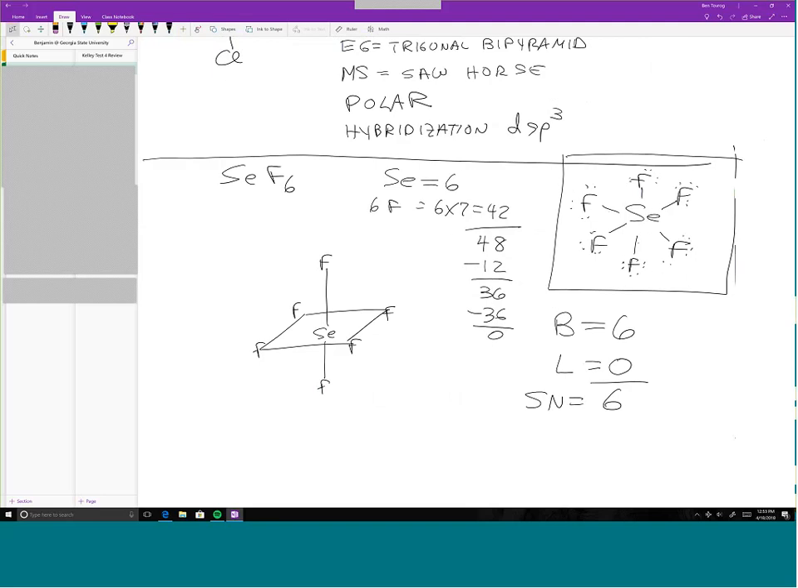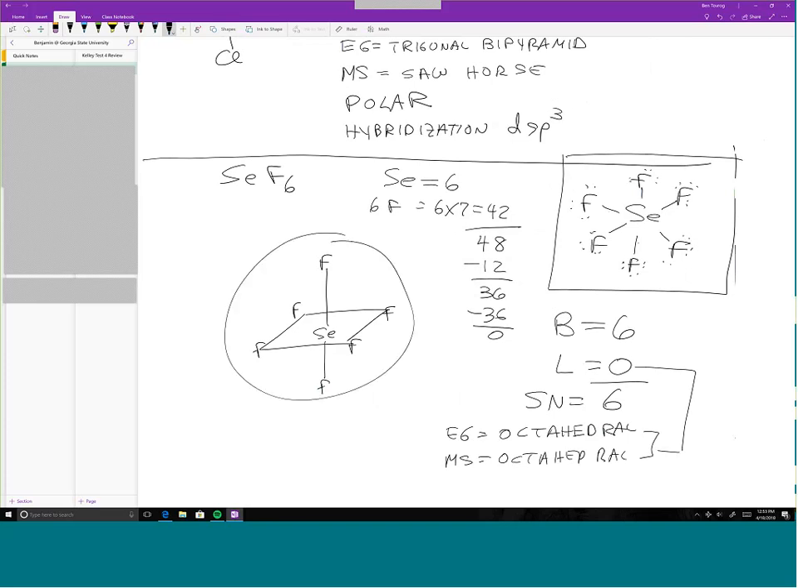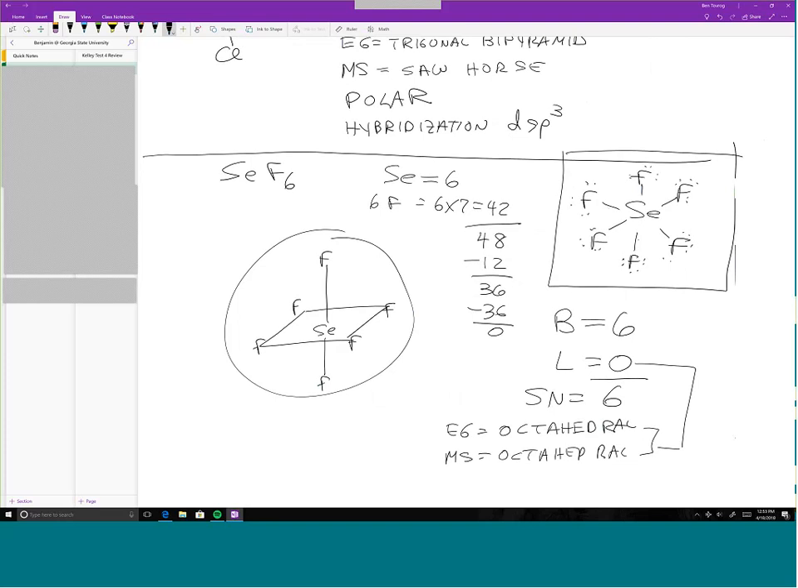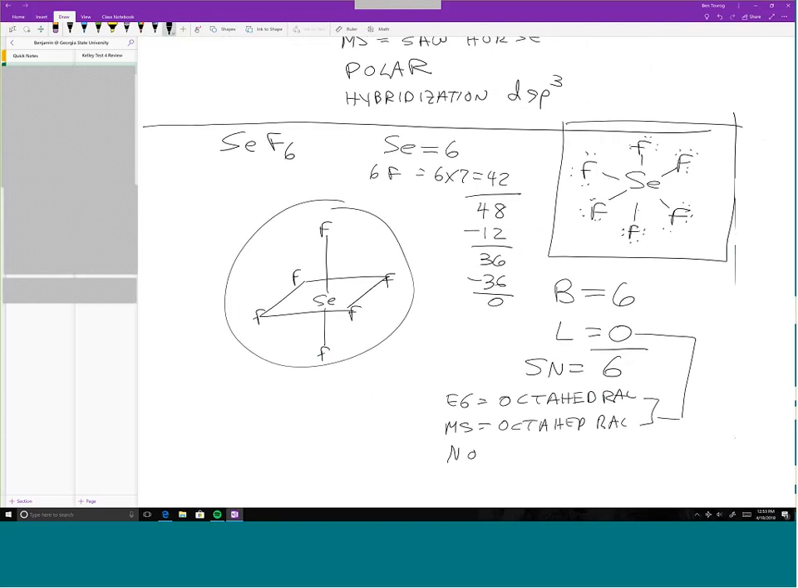Okay, so the electronic geometry is octahedral. And as we said before, anytime you have a molecule with no lone pairs on the center atom, the electronic and molecular shape is the same, so it's going to be an octahedral molecule. This geometry is perfectly symmetrical, so it's going to be nonpolar.